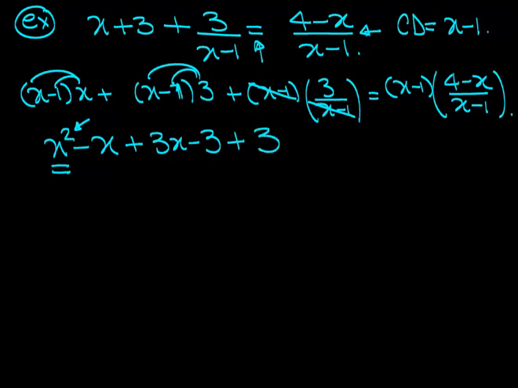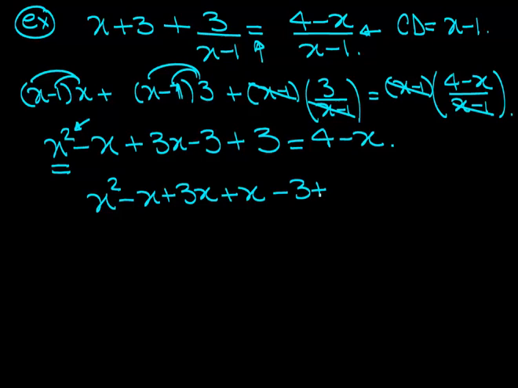Okay, and on this side what will happen here? The x minus 1's cancel, so we get 4 minus x. So now let's move everything to one side because it's a quadratic and it's not a square and a number, because you have those x terms there. So we get x squared minus x plus 3x plus x minus 3 plus 3 minus 4 is equal to 0. I'm just moving these two terms to the left.